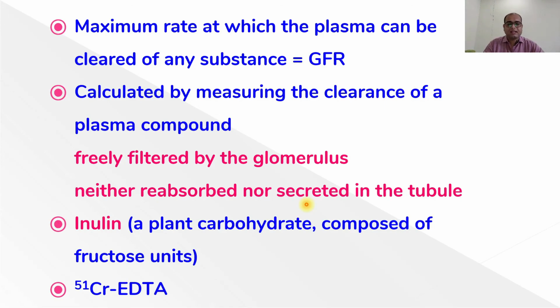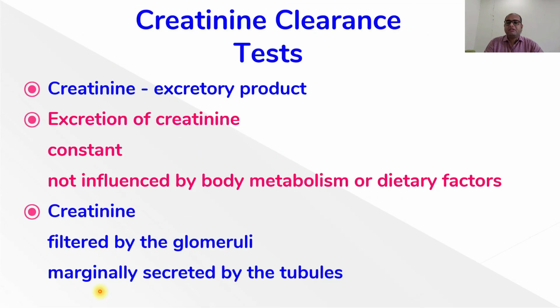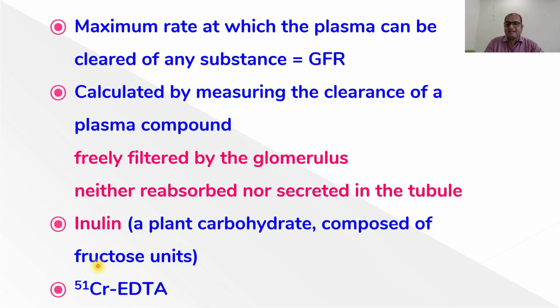So for this, there are various compounds. One is inulin, a plant carbohydrate, which is a fructose polysaccharide. Another is 51 chromium EDTA. These are very ideal compounds that we can utilize to find out the actual GFR. But there is a problem. Why do we not use them? Because these are to be ingested, and that can lead to patient compliance problems.